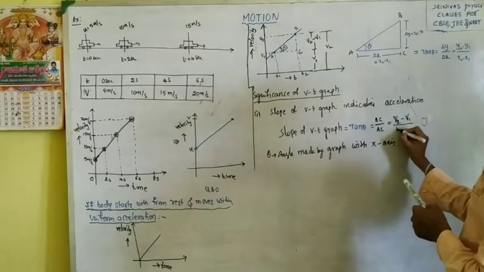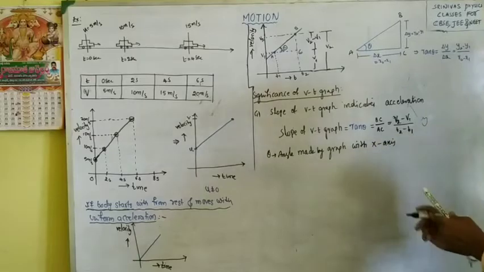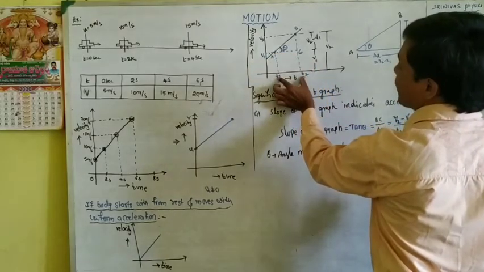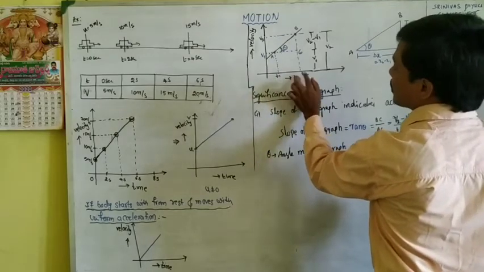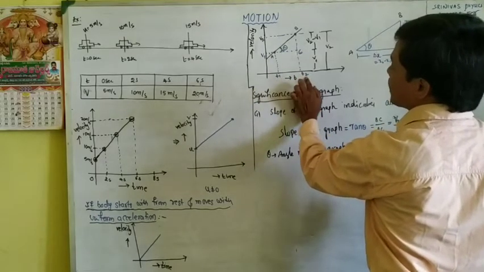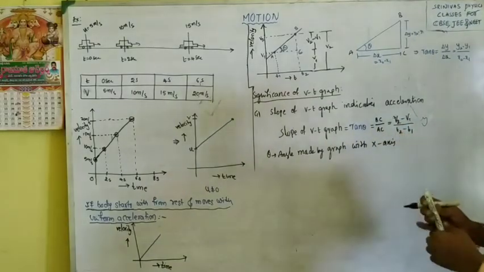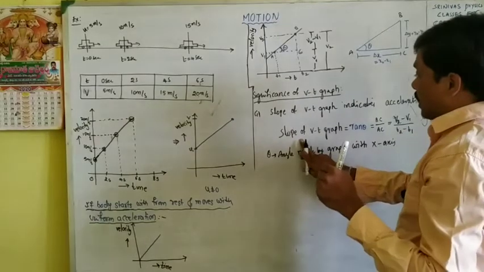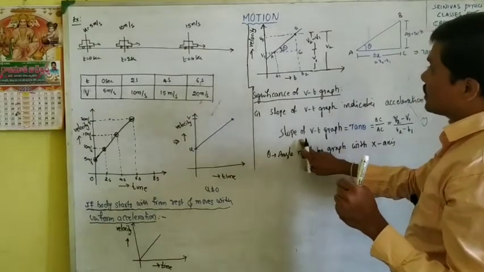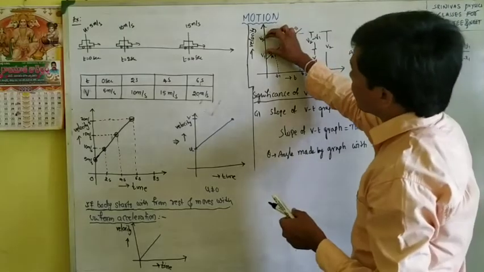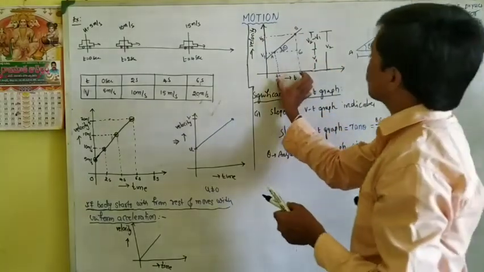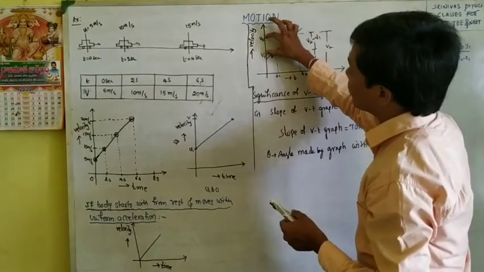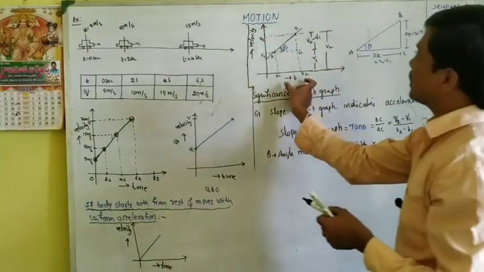What is AC? AC is T2 minus T1. AC is this part, the distance we want. When we subtract this from this, we get V2 minus V1 by T2 minus T1. Or otherwise, the slope formula, which you will learn in 9th class in mathematics: difference in y coordinate by difference in x coordinate. Y2 minus Y1 is the difference in y coordinate. The y coordinates are V1 and V2, so V2 minus V1. The x coordinate difference is T2 minus T1.